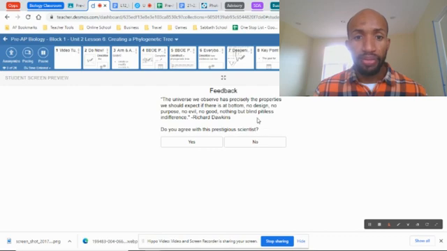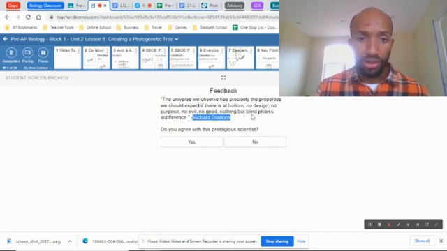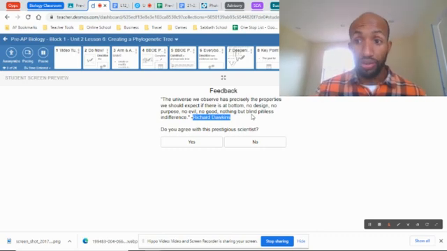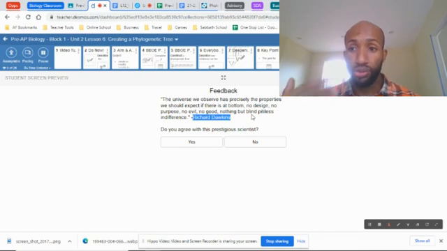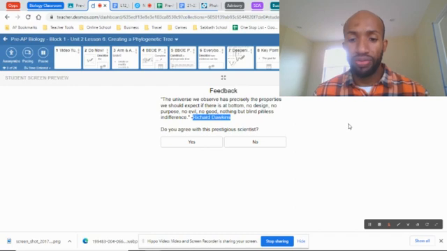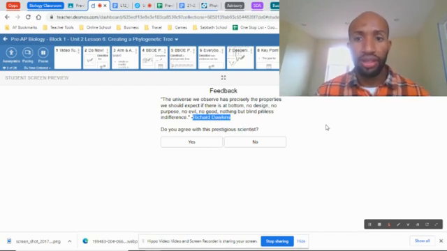And finally, there's a quote here by Richard Dawkins, a very famous evolutionary biologist, or evolutionary scientist, I should say. I want you to read the quote and tell me if you agree with it or not. And then that will be it for today's lesson.